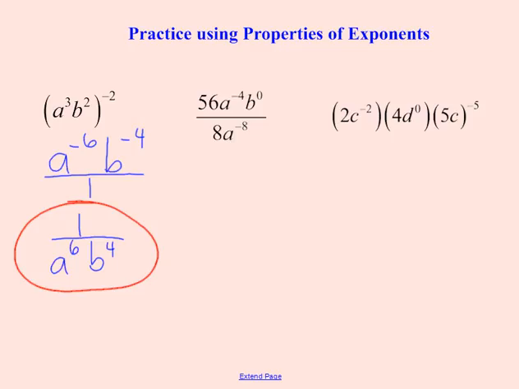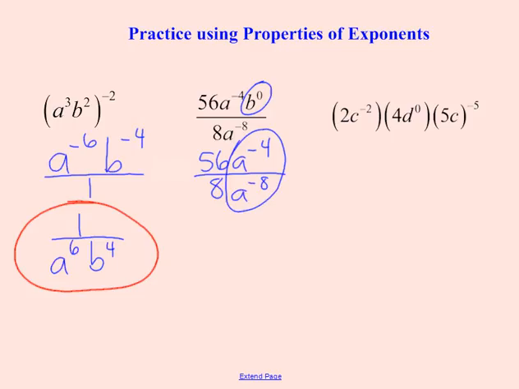All right, second example on this page, 56a to the negative 4th, b to the 0, over 8a to the negative 8th. All right, first thing that I recognize is b to the 0 equals 1. So I can rewrite this as 56a to the negative 4th over 8a to the negative 8th. All right, next thing that I recognize is I am dividing with the same base right here. A to the negative 4th divided by a to the negative 8th. So I can use the quotient rule.